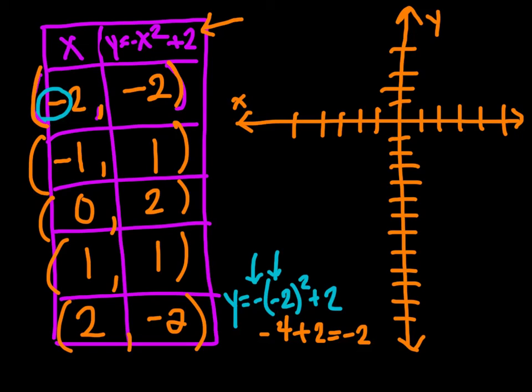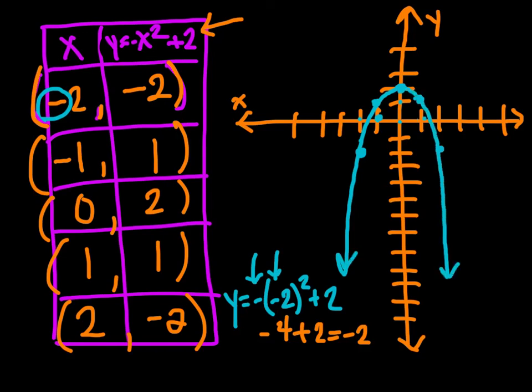So let's graph these now. Negative 2, so over 2, down 2, so here is our point. We have negative 1, over 1, up 1, perfect, there is our point. We have 0, 2, so there is our point. 1, 1, oops, not there. We have 1, 1, over 1, up 1, there we go, there's our point, and then over 2, down 2, so there's our point. And we're just going to finish off our graph.